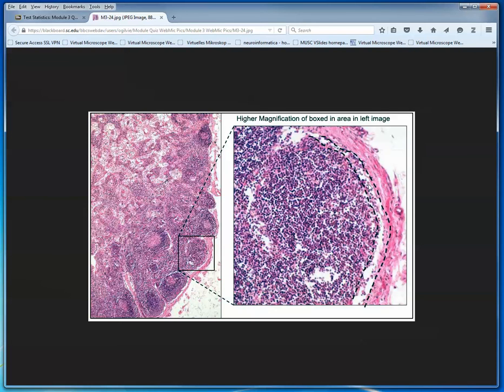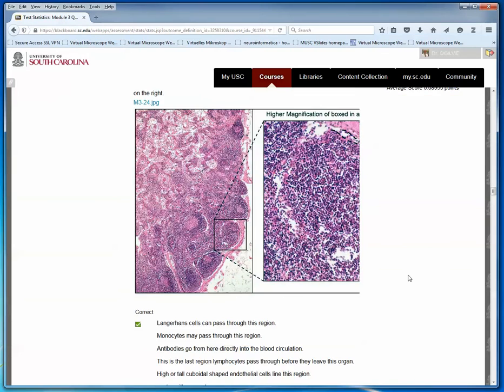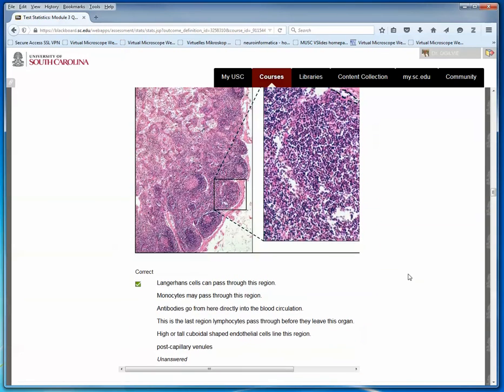Then you've got this pink-staining substance, and you know this is the cortex, so the capsule's got to be out here. And this empty space in here, that is the subcapsular sinus that receives the flow of lymph and some lymphocytes from afferent lymphatics going to the lymph node. So this question, Langerhans cells can pass through this region.